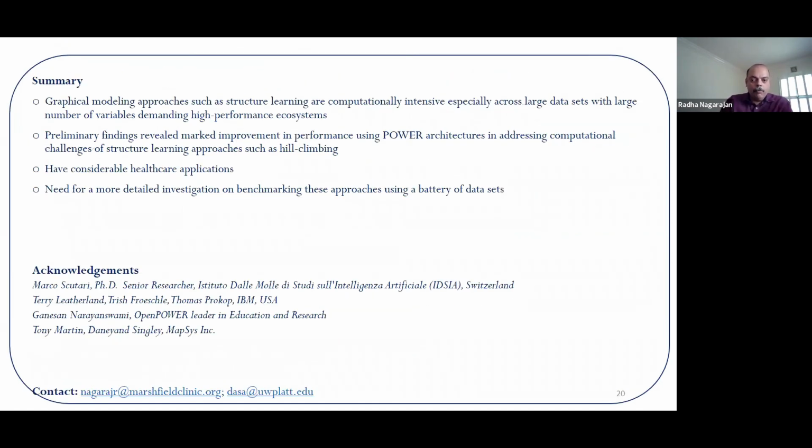So in summary, what we have covered in this presentation is we talked about graphical models, what they are, and the computational aspects and how they are computationally intense. And then we shared some of our preliminary findings. There's still a long way to go. And we also built a nexus to healthcare applications.